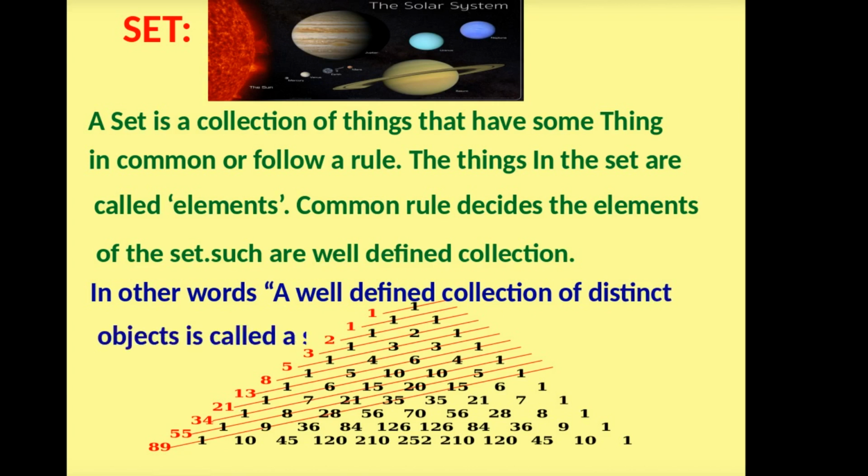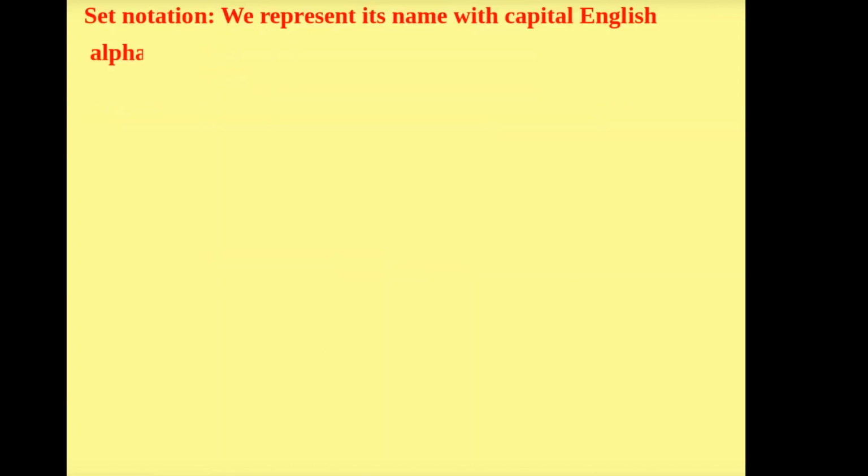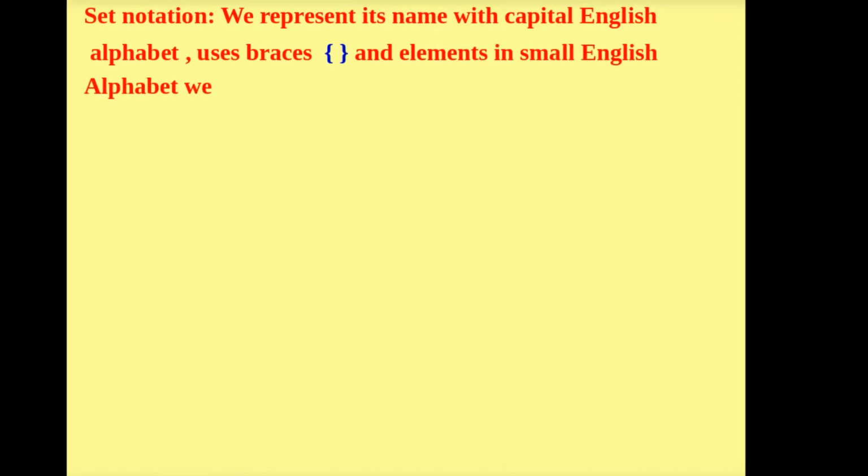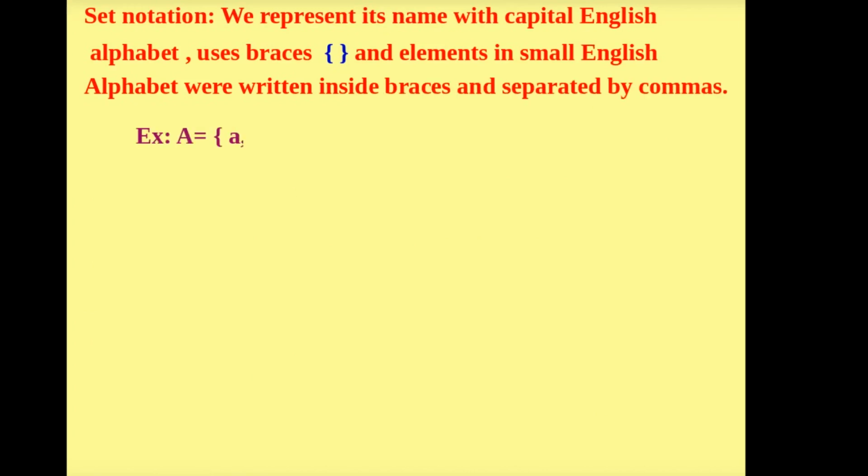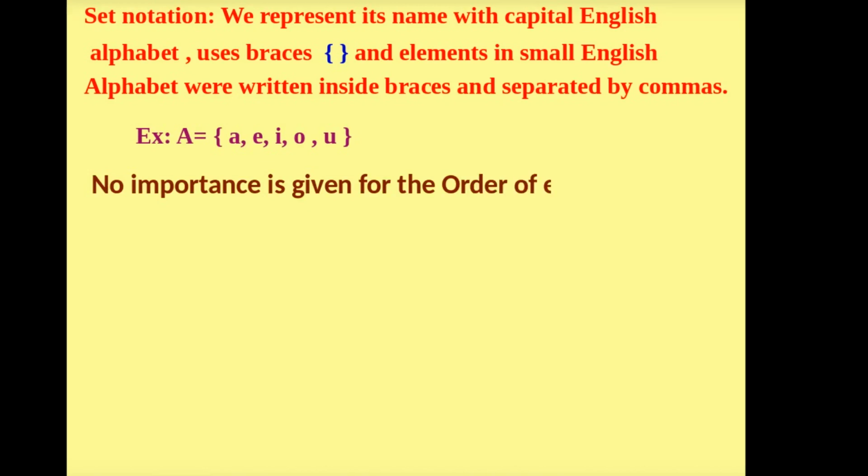Set notation. We represent its name with a capital English alphabet using braces, and the elements in small English alphabet are written inside the braces and separated by commas. Example, A = {a, e, i, o, u}. No importance is given for the order of elements. Example, A = {2, 9, 1, 8} or A = {1, 8, 2, 9} are the same. No repetition of the elements is allowed.